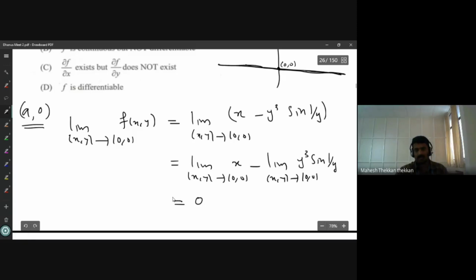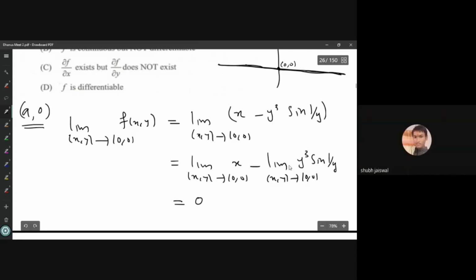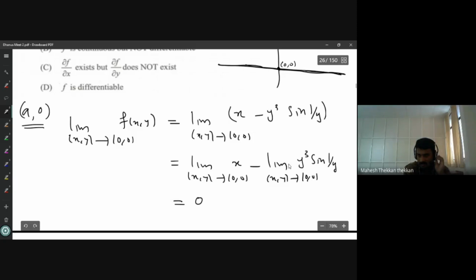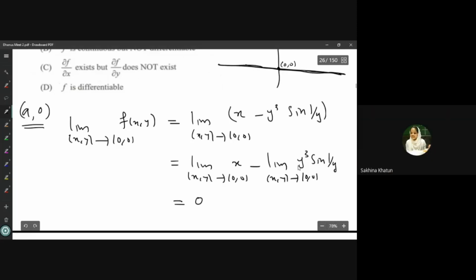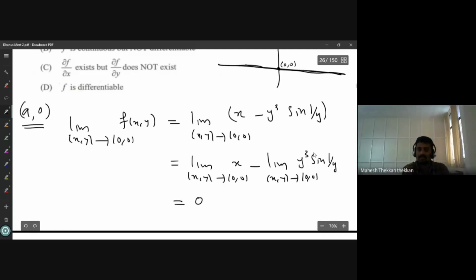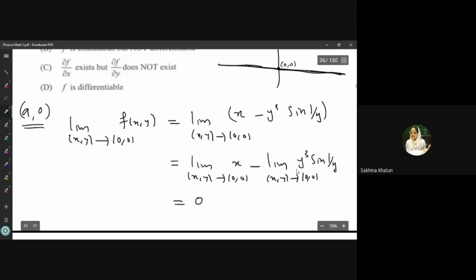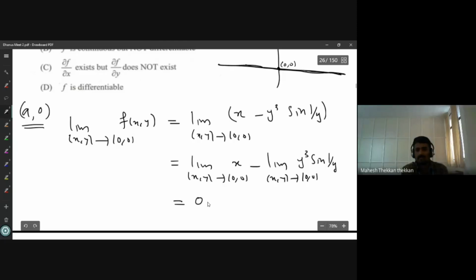What about the second one? The second one is a function of a single variable only, right? What is the limit of the second one? The limit will be 0, sir. Yes, that is also 0, because sine is a bounded function, and y cube goes to 0 when y tends to 0. So this whole thing goes to 0.